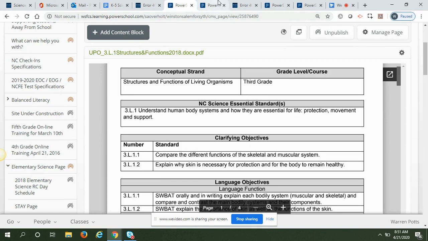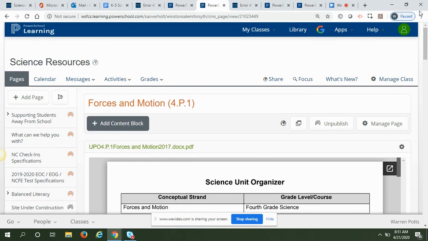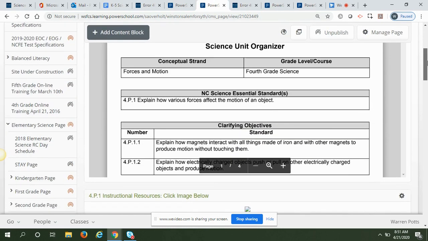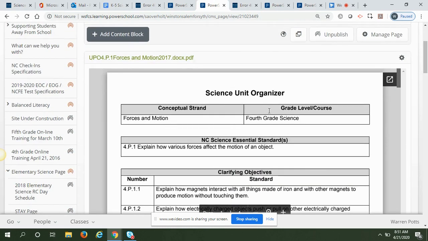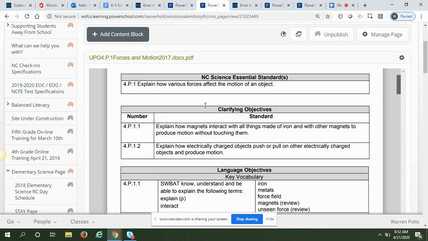Moving on to fourth grade. Our standard is, and this is such an important grade for our science, moving on into middle school, building on from this. So we're doing forces in motion, 4P1, explaining how various forces affect the motion of an object, and this is mostly in relationship to magnets.